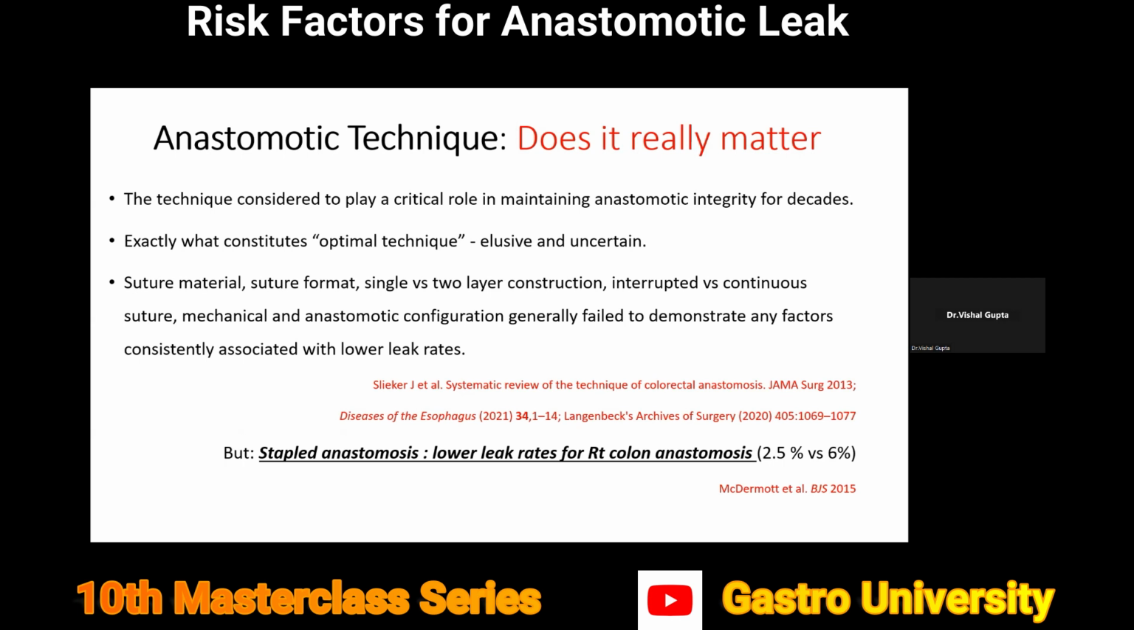But all of them have failed to demonstrate any consistent benefit in terms of lower leak rates, except the stapled anastomosis involving the ileocolic anastomosis after the right colon resection, which shows that stapled anastomosis has some advantage over the hand-sewn anastomosis. So the anastomotic technique, we have to think about it again. It is important, but it is not the sole thing to prevent the anastomotic leak.